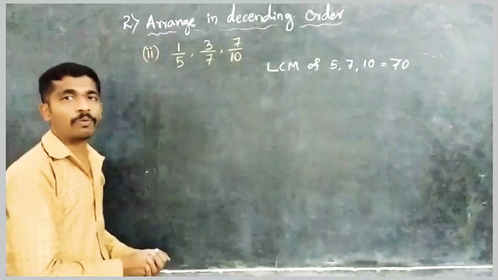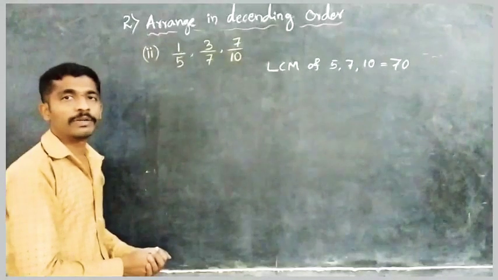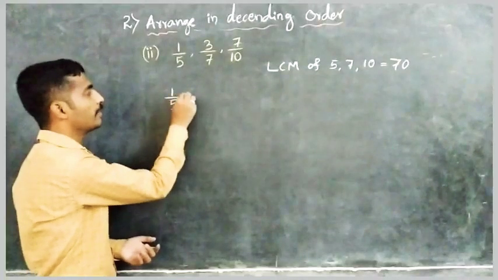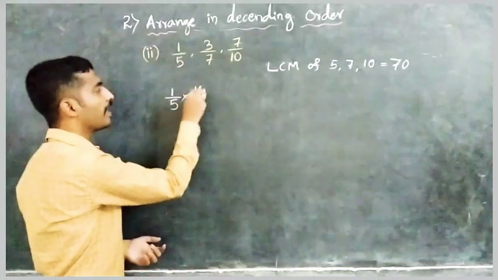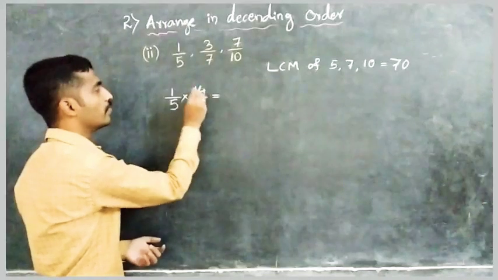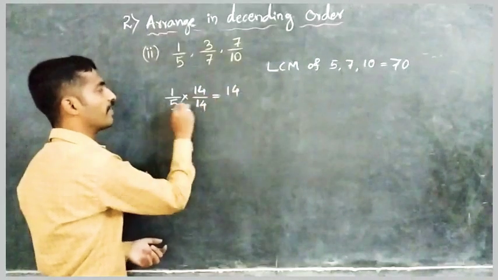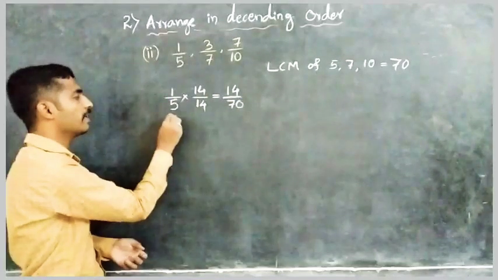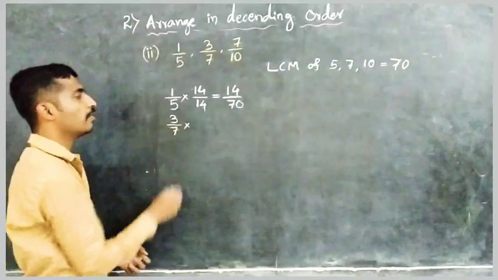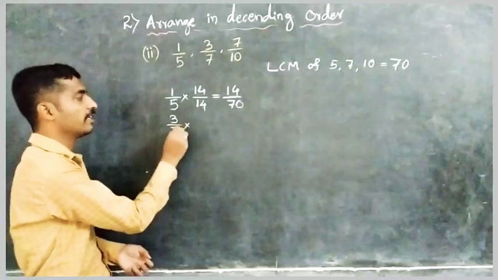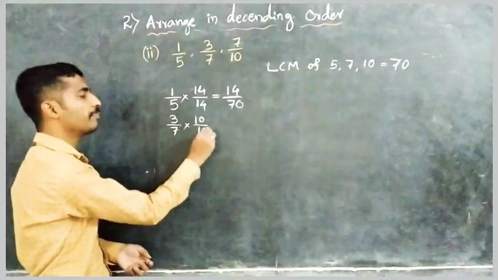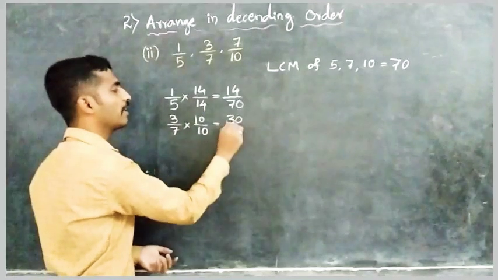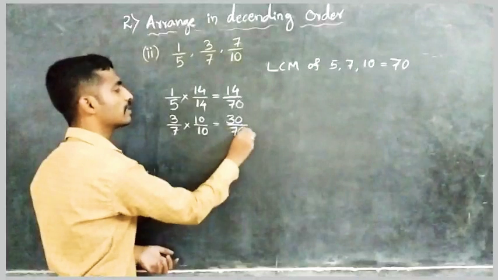Okay, so 70 for 5. To get 70, what do you have to multiply? You have to multiply by 14. So 1 by 5 into 14 by 14. 14 ones are 14, 14 5s are 70. Our denominator becomes 70. So now 3 by 7. How to multiply this to get 70 here? You have to multiply with 10 by 10 because 7 10s are 70. So 10 3s are 30 and 10 7s are 70.